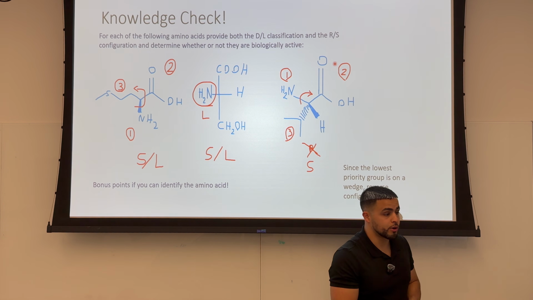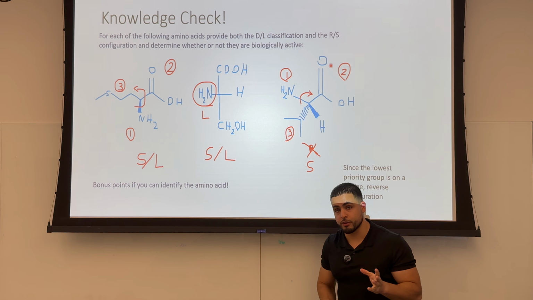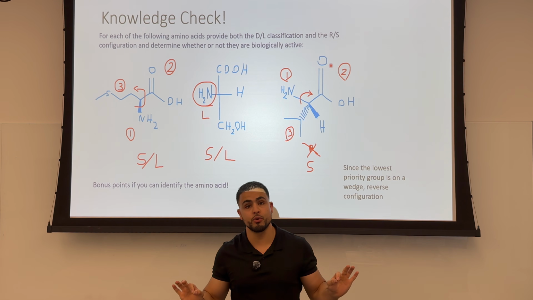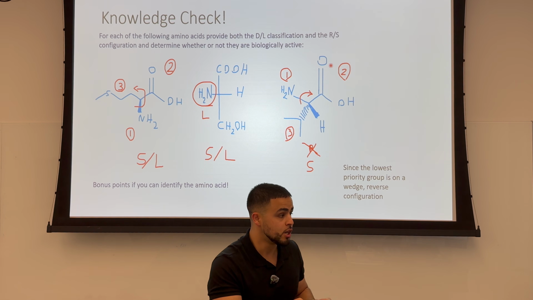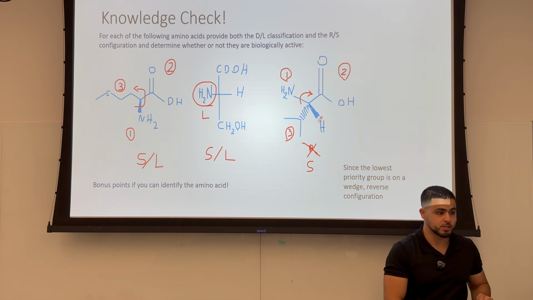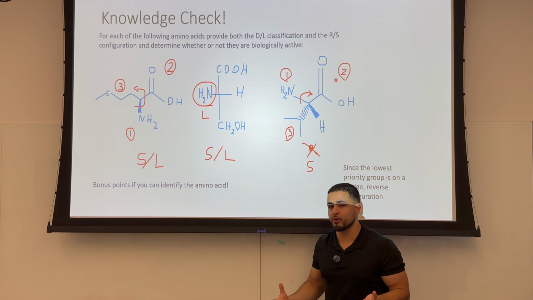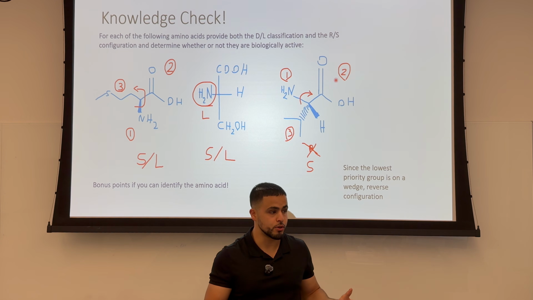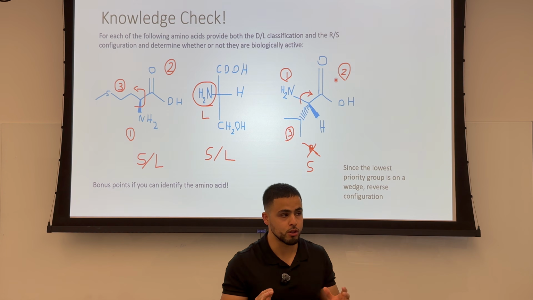Now, very important over here, you only reverse the absolute configuration if the lowest priority group is coming out at a wedge. So if any of these other groups, the side chain, the amino group, or the carboxylic acid group, are coming out at a wedge, you're not going to reverse the absolute configuration, only if that lowest priority group is.